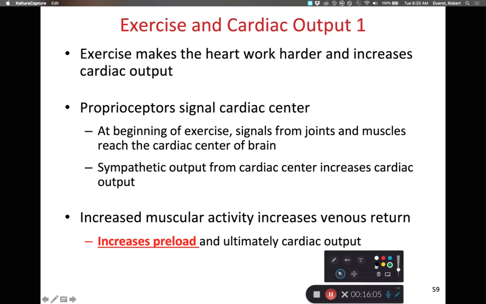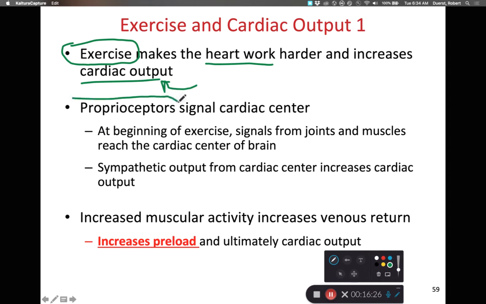So as we look at exercise and how exercise influences cardiac output, ultimately, and this is no surprise here, when you exercise, your metabolic needs go up for your muscles, and in response to that, your heart works harder to increase cardiac output. So the more you exercise, the more blood you're going to pump.